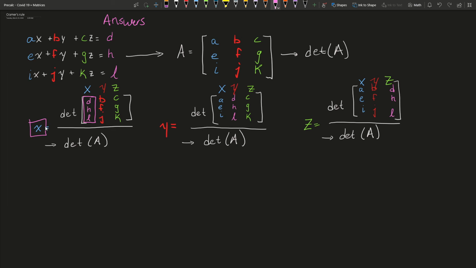When we're solving for y, the denominator is still the determinant of a, our coefficient matrix. The numerator is the determinant of the coefficient matrix, but instead of having our y column, we have our answers. And then the same thing for z. In the numerator, instead of having our z column, we replace that column with our answers.